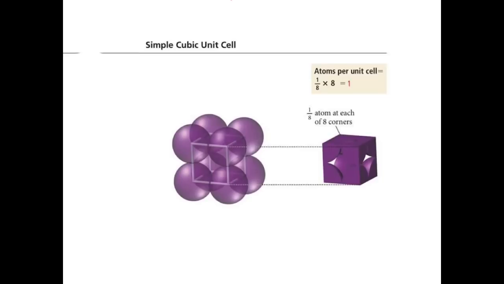So hopefully this will help you see how we can come up with a simple cubic unit cell having just 1 atom encased within it. So what you're seeing here is the cubic cell, and as I mentioned before, the edge length of the simple cubic cell is really just 2 times the radius of the atom that's involved. And so that's something to keep in mind.